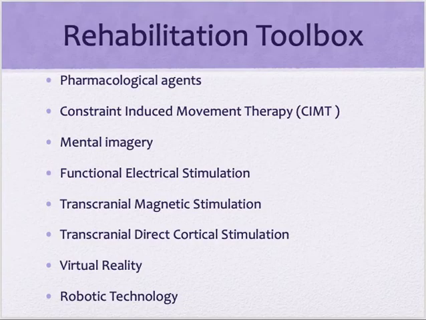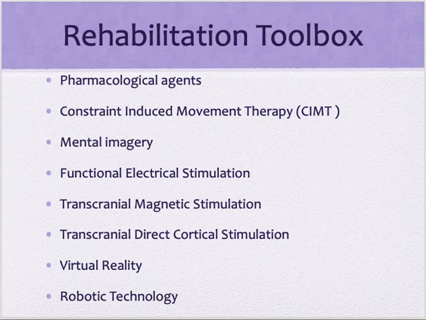So you can see over here, the rehabilitation toolbox. Pharmacological agents are there, and I will talk about this one in a while. Constraint induced movement therapy, mental imagery, functional electrical stimulation, transcranial magnetic stimulation, transcranial direct cortical stimulation, virtual reality, and robot technology.